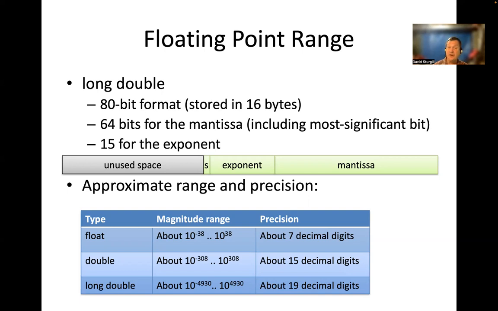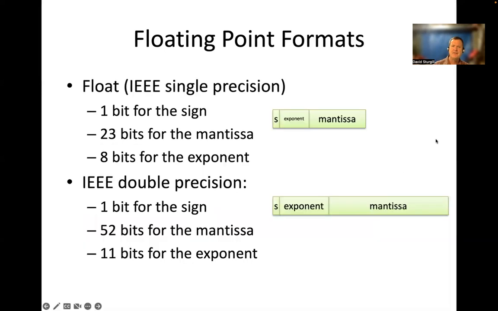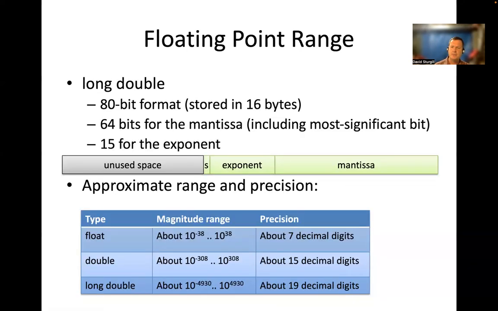Float, the one we've been talking about, has a range. It gives you about 7 decimal digits worth of precision. If you've got 23, really 24 bits with the free bit that we don't have to store, that's equivalent to about 7 decimal digits of precision, and a range from really tiny magnitudes of 10 to the negative 38 up to large magnitudes of 10 to the positive 38.